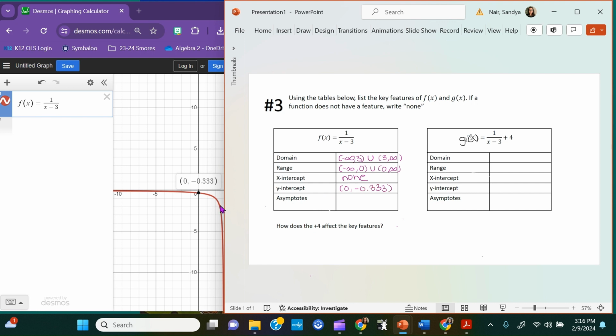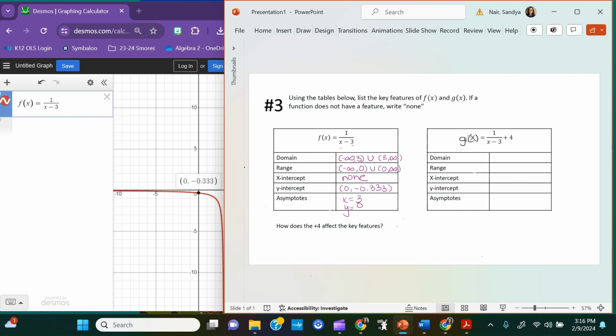So the asymptotes, remember, we want to think about vertical asymptotes and horizontal asymptotes. So the vertical asymptote, since it's an x minus h, is going to be x equals 3, right? Because remember, it's always x equals h. 3 is the value of h, so we have x equals 3. Since our k value is 0, the horizontal asymptote is going to be y equals 0.